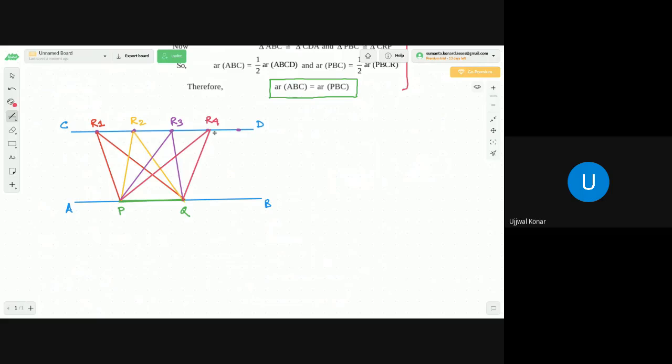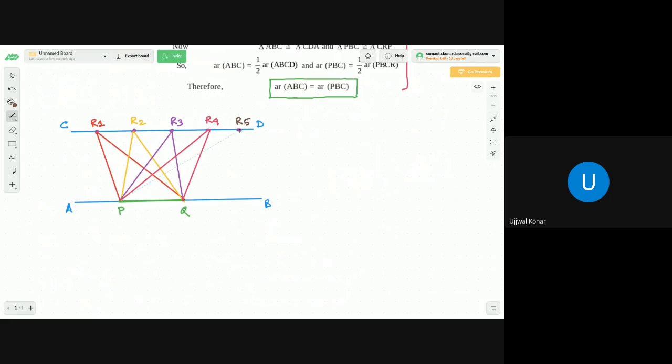If I draw the triangle R4PQ, I'm just joining this. Sir, can there be more than 5? You can have an infinite number of triangles. I just took 5 for the sake of our discussion. There is no other logic for why I took 5. It can be any number. Okay, sir. So this is R5. It could be 4, it could be 3, it could be 6. That doesn't matter.